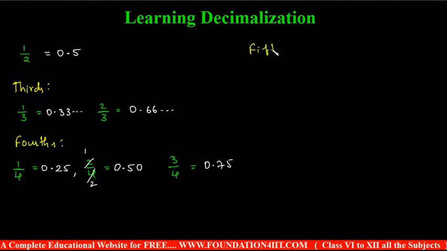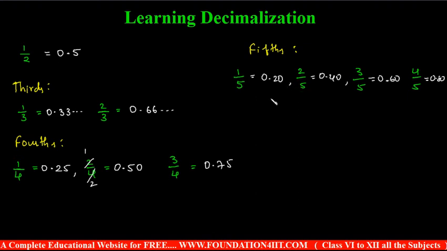And see the fifths. In these fifths, what we need to remember and what we can directly guess: 1 by 5, 2 by 5, 3 by 5 and 4 by 5. If you notice, 1 divided by 5 is 0.20, then 0.40, 0.60, and 0.80. Just directly you can remember this: 20, 40, 60, 80. So plus 20 type you can imagine and remember. That is for the fifths.